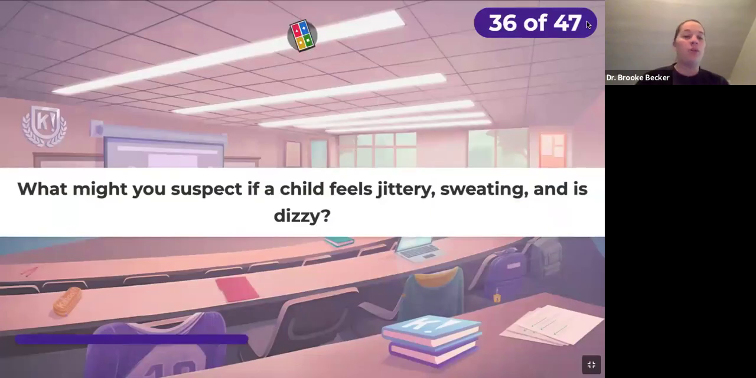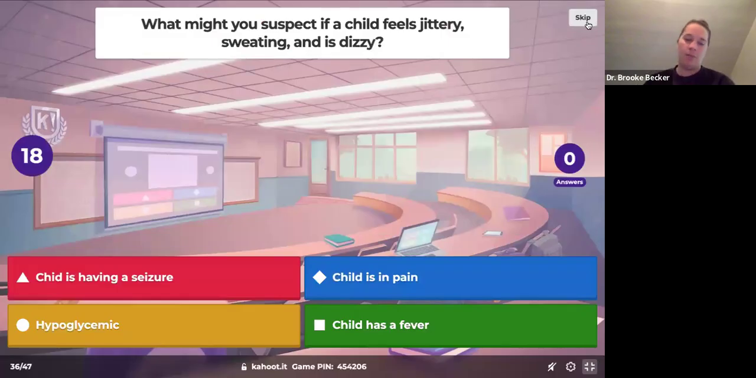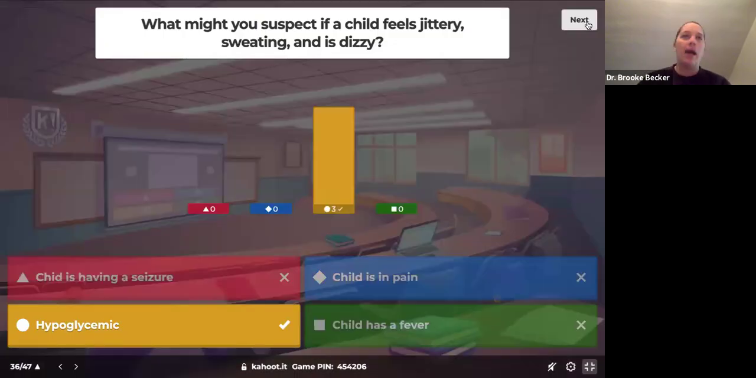What might you suspect in a child if they're feeling jittery, sweaty, and dizzy? The child is having a seizure, the child is in pain, hypoglycemia, or the child has a fever. Hypoglycemia. Okay. Good.